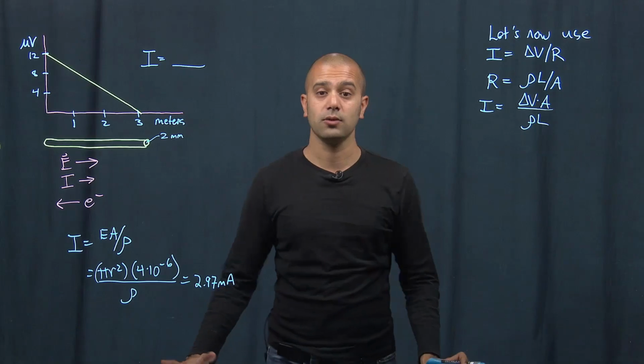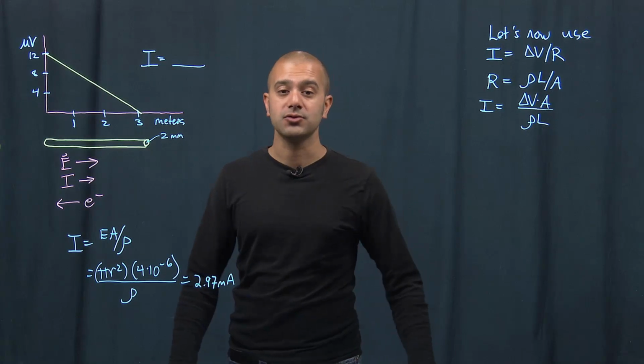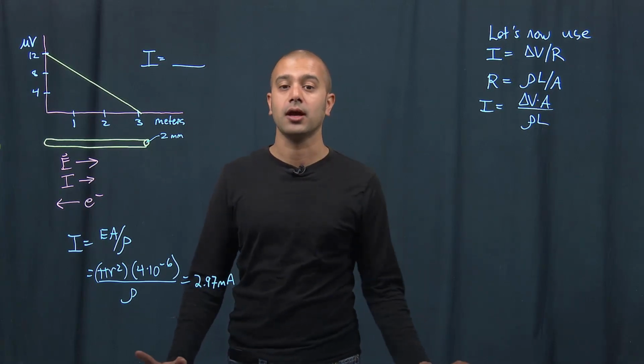So let's go ahead and summarize what we've done here. We were given a graph of voltage versus position and asked to find the current. First, we applied Ohm's law, J equals E over rho, to the situation. We used a relation between current density and current to rewrite J in terms of I. Then we used a relation between voltages and electric fields to find E. Alternatively, we began with I equals delta V over R and rewrote R in terms of rho and the geometry of the wire.